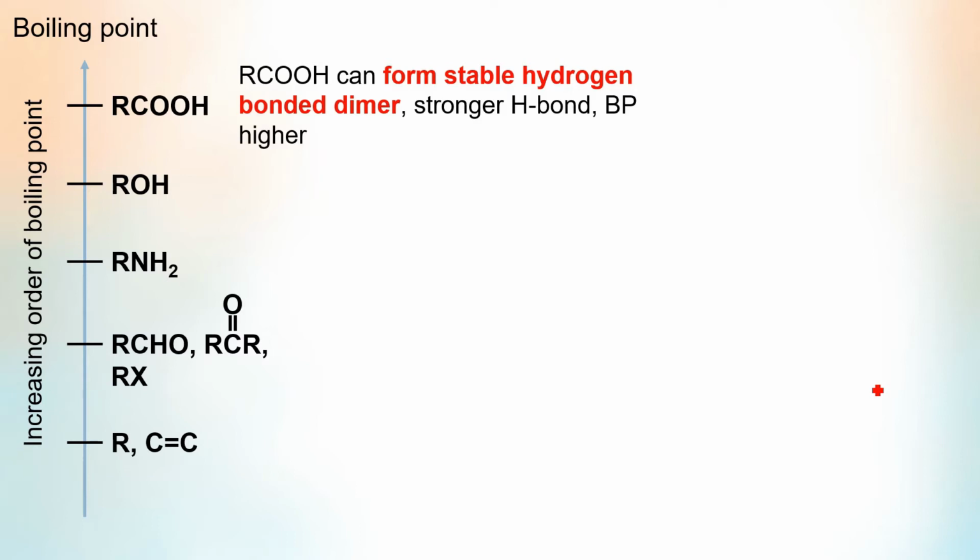Now we are going to discuss the physical properties of carboxylic acid. For boiling point, here is the graph that shows the increasing order of boiling point. As we know, carboxylic acid, alcohol and amines, all these three compounds can form hydrogen bonds between molecules. Therefore, they should have higher boiling points compared to the rest of the compounds. The reason why carboxylic acid has the highest boiling point is that carboxylic acid can form stable hydrogen-bonded dimers, which have stronger hydrogen bonds, so more energy is required to overcome them. Therefore, the boiling point is higher.